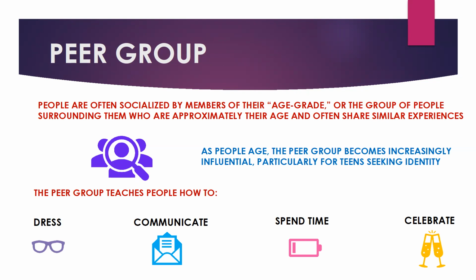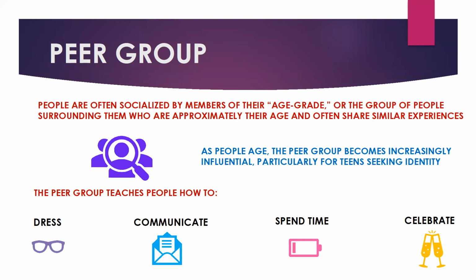I'm sure that you all can remember how nice that was to be able to talk to somebody who wasn't your family, right? So you start to desire friends, you want a peer group, you want to find out who you are outside of your family. So the peer group can also teach people how to dress. This is what's trendy, this is what's cool. Teach you how to communicate. Like, oh, I don't want to call you on the phone, let's just text. How you spend your time.